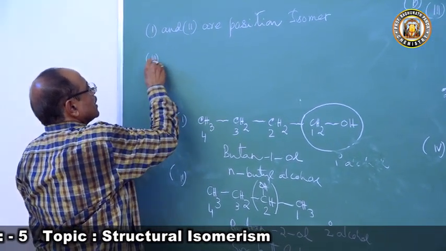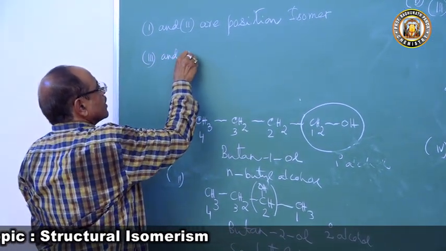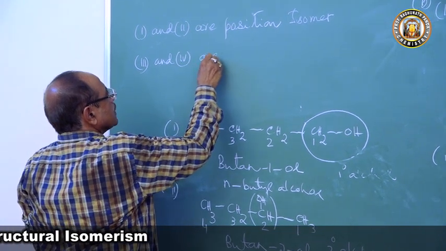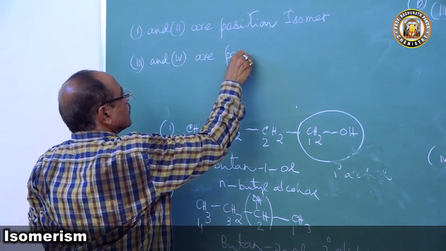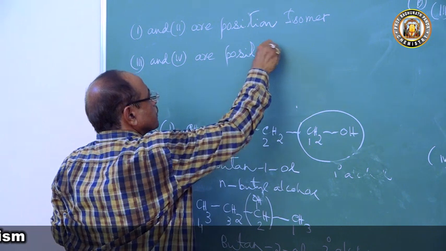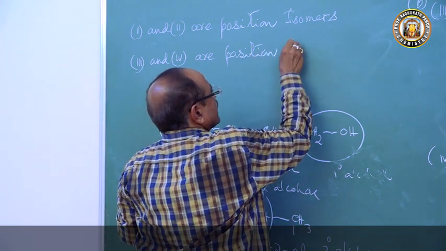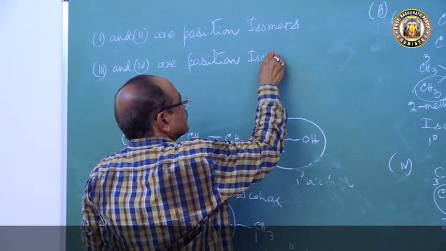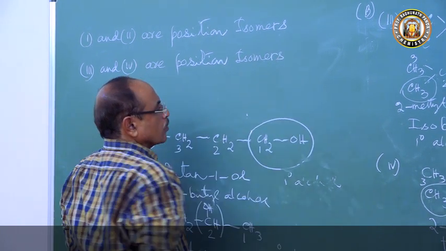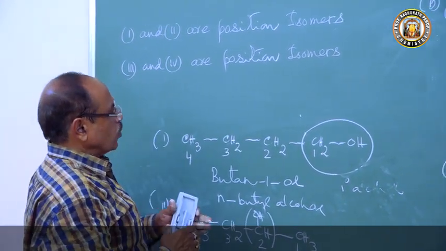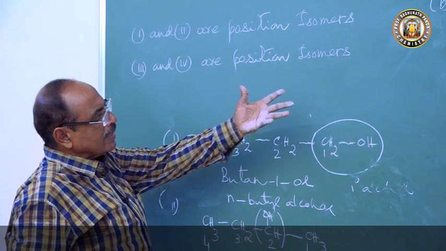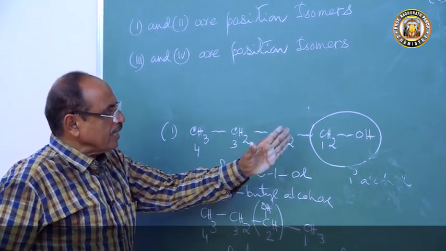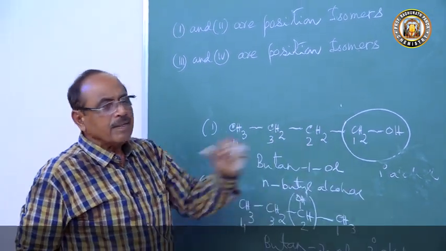3 and 4 are position isomers. So 1 and 2 are alcohols, and 1, 2 is a long chain and 3, 4 are a branch chain.